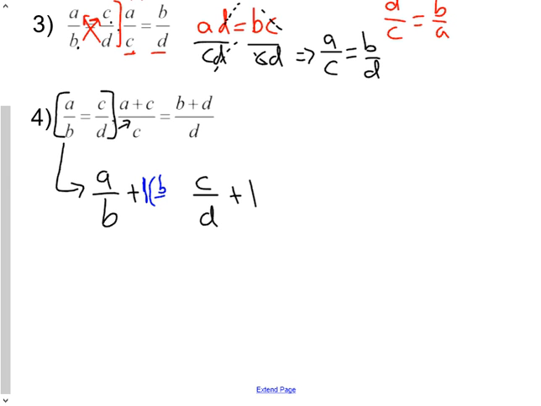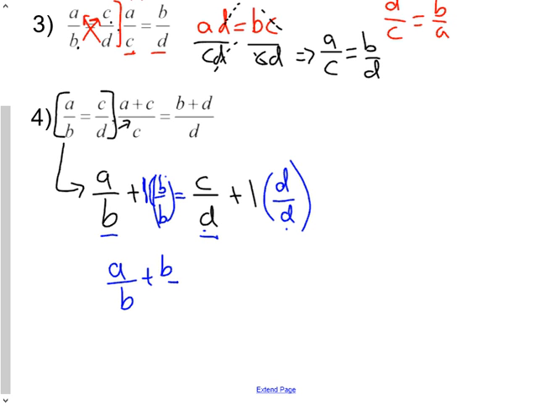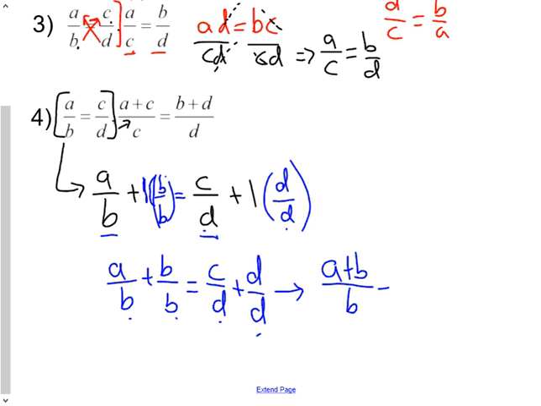So I'm going to multiply this one by B over B so that we can add here. And on the left side, I'm not going to do B because we're just going to stay on the same side of the equation. We'll multiply by D over D so that we'll have the same denominator. So we ended up with A over B plus B over B equals C over D plus D over D. And now since we have the same denominator, we can rewrite this as one fraction. So A plus B over B equals C plus D over D. And that's how that one works.